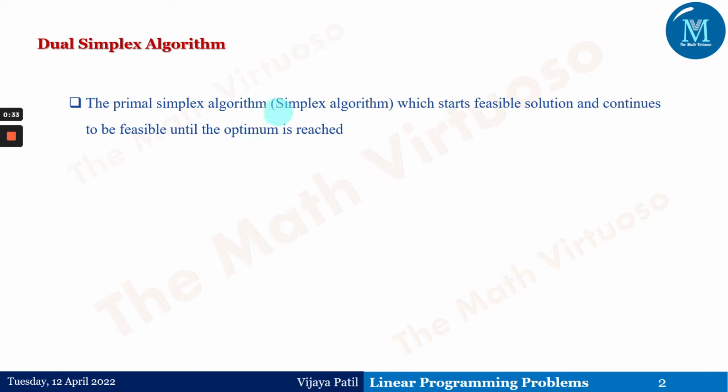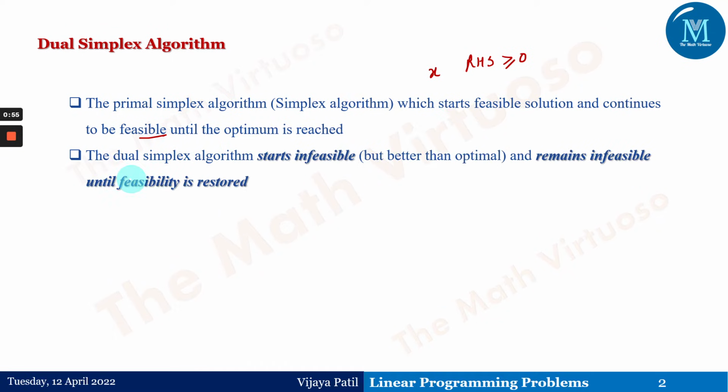Now, the primal simplex algorithm, that is the simplex method or algorithm, starts with a feasible solution and it will continue to be feasible until the optimum has been reached. So this is what we have seen. Feasible means all the XBs or the RHS side are greater than or equal to 0 that we have started with. Now the dual simplex algorithm starts infeasible but better than optimal and remains infeasible until feasibility is restored.